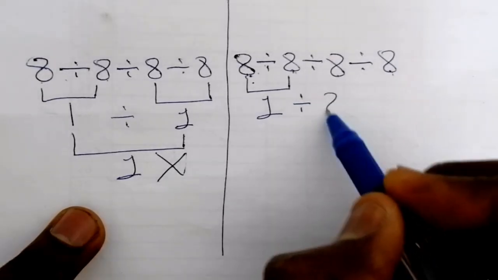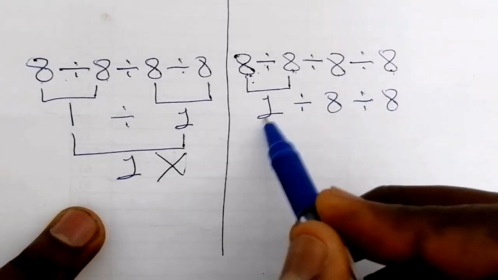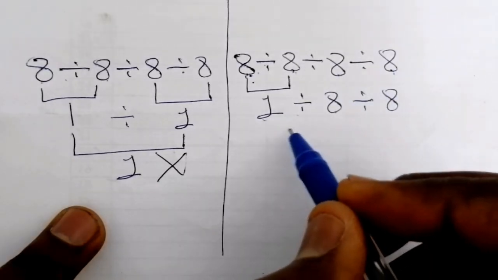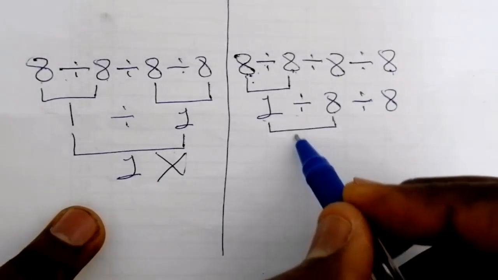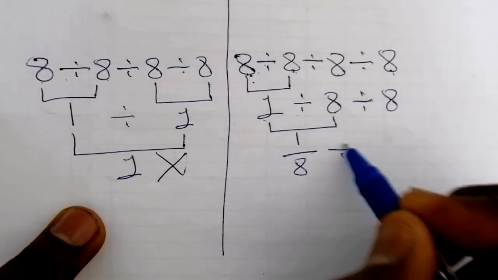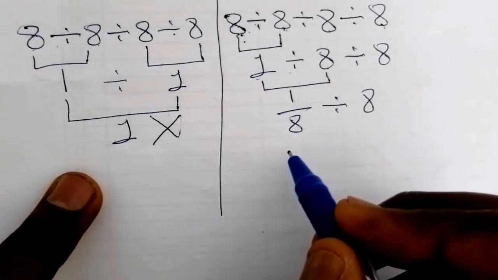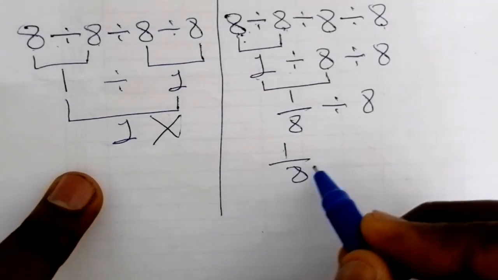1 divided by 8, then divided by 8. Okay. Then 1 divided by 8 means 1 over 8. Okay. Here is 1 over 8. 1 over 8 divided by 8. Okay. Then 1 over 8 divided by 1 over 8 means 1 over 8.